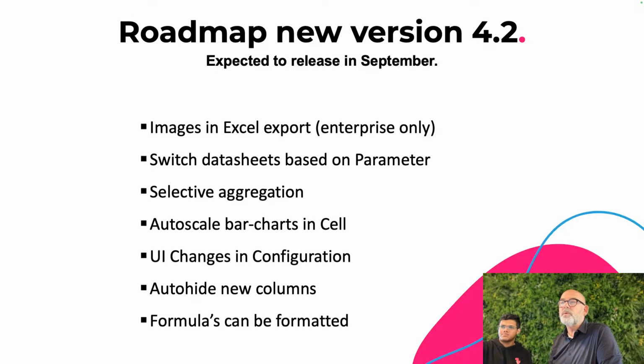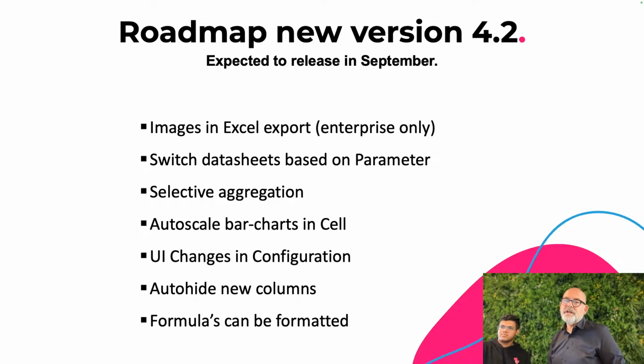So we can export images into the Excel files when you're on an enterprise subscription. We can switch data sheets also based on a parameter, so you can work with different data sets in just one instance of SuperTables. We have selective aggregation, so if you have a financial statement and you want certain ledgers to be added up in a subtotal, you can discriminate other ledgers to not be aggregated.